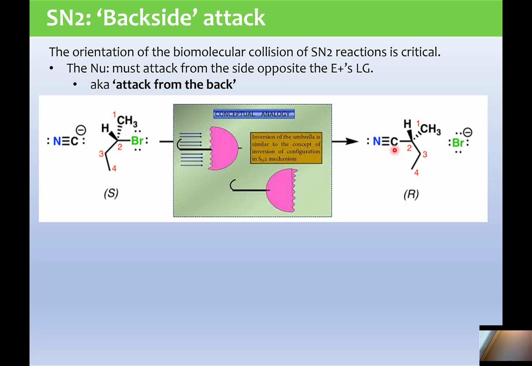Look at the incoming group, and here the nitrile, right? Look at the gusty wind and the umbrella. What happens to the umbrella? It flips, and that's a similar situation for this little umbrella. If you can figure out here, that's a little umbrella we use for the configuration of R and S, and here the umbrella has flipped the other way around, right? So it's going like that.